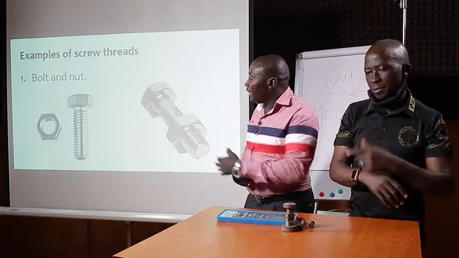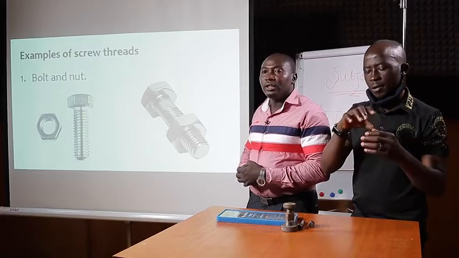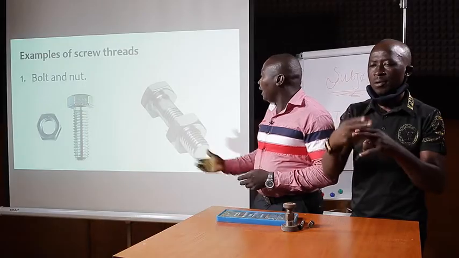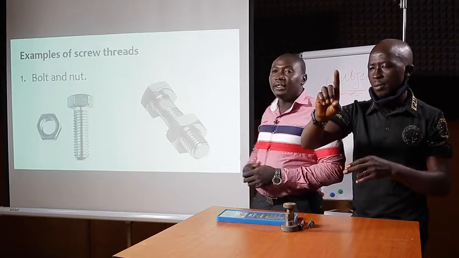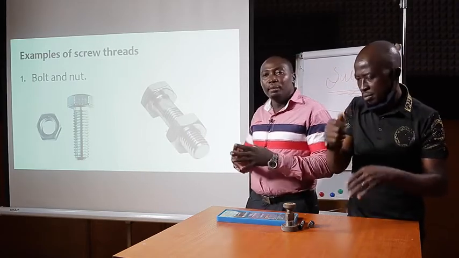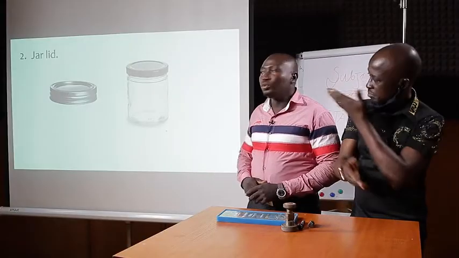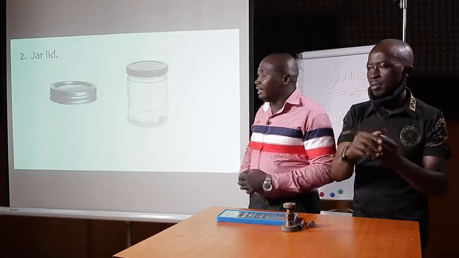The one at the left side is the nut, which carries the internal female thread, while the one at my right is the male external thread, which is called the bolt. From my immediate right, we have the assembly of these two components together, the bolt and the nut. Now we also have another example of the screw thread, the jar lid.